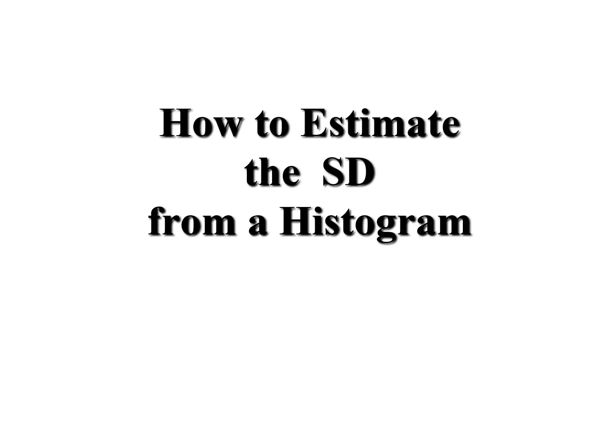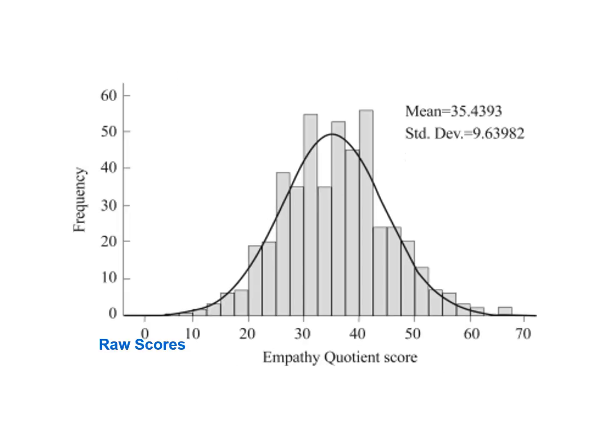We also mentioned how to estimate the standard deviation from a histogram. To estimate the standard deviation, we first need to estimate the mean. So the mean is somewhere around this area. So we can say the mean is about 34. And then we also need to estimate the 97.5 percentile score, which is somewhere around this end. So we can say it's about 52.